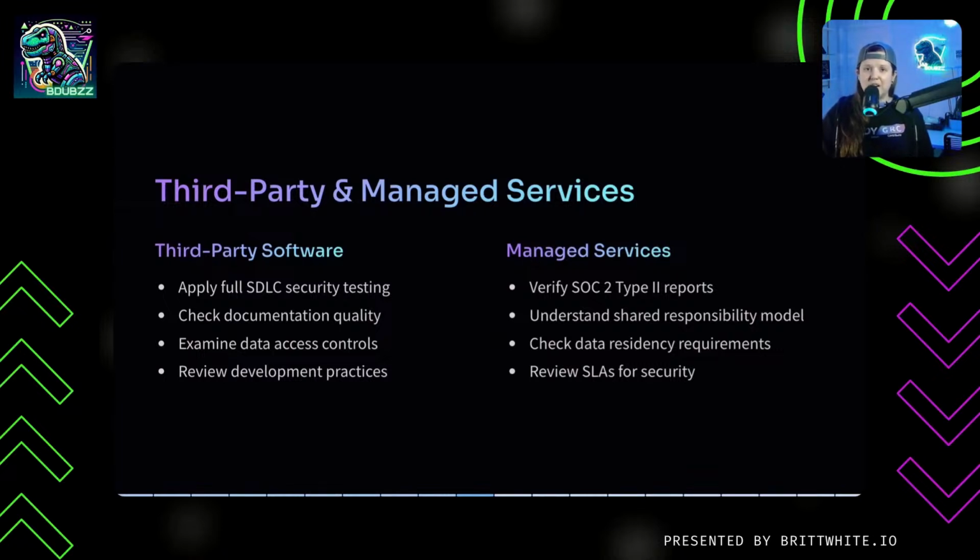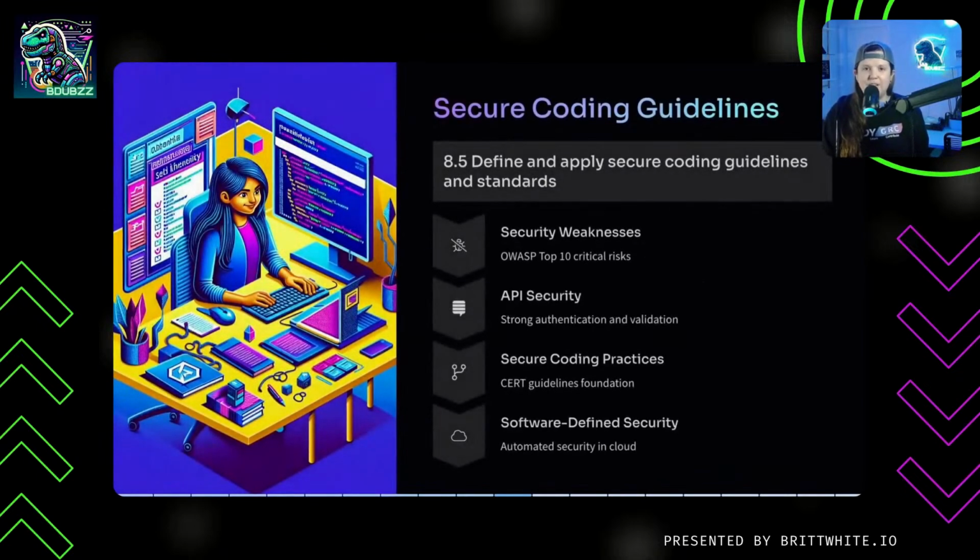Now moving on to Objective 8.5, our final exam objective, defining and applying secure coding guidelines and standards. This is about writing code that's secure from the start. I mean, why patch holes later when we can build it right the first time? To make this happen, we need to focus on these key areas.